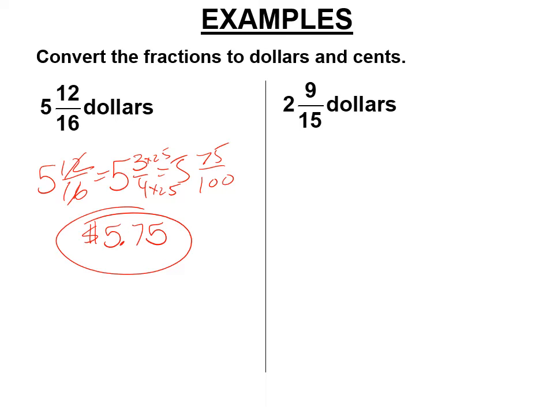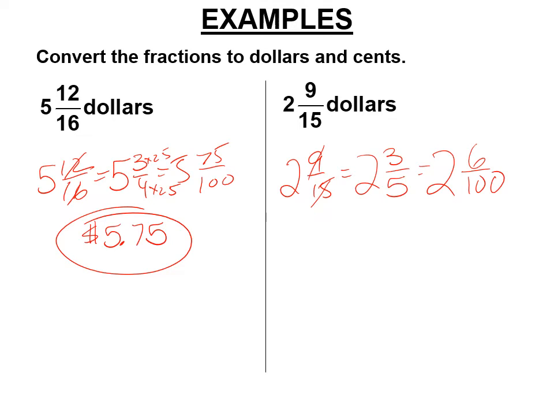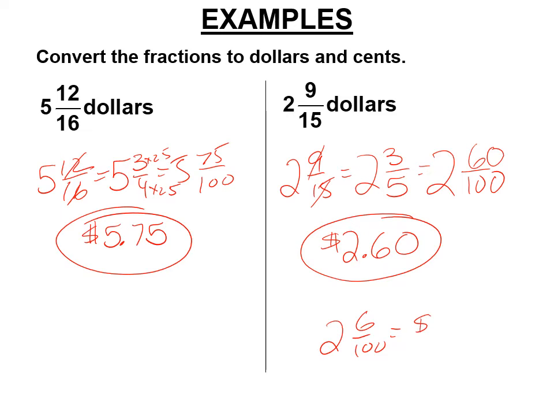2 and 9/15 dollars. We're going to simplify again. Divide top and bottom by 3, and you get 2 and 3/5. Now, this is interesting. Okay, so we can put this over tenths, but we remember we're trying to make it money, and money is always over 100. So we can make this 2.6, right? This is $2.60, right? And please remember, if you have 2 and 6 hundredths, that's $2.06. 2.6 is $2.60.